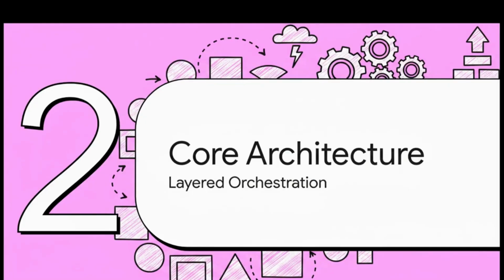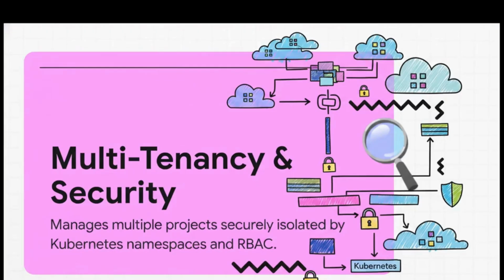Moving right along to part 2, let's look at the core architecture, specifically building out a secure, layered orchestration. Now, before any workflow actually runs, we have to make sure it's completely locked down. So the system is built right on top of multi-tenancy and robust security. Thanks to Kubernetes namespaces and role-based access control, or RBAC, it's essentially like giving every single project its own completely soundproof room. Multiple teams can easily work on the exact same infrastructure simultaneously, and they'll never step on each other's toes or, more importantly, compromise sensitive data.